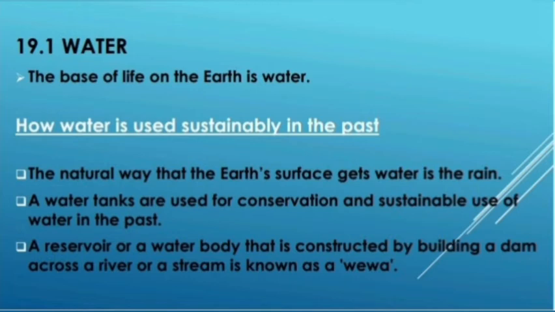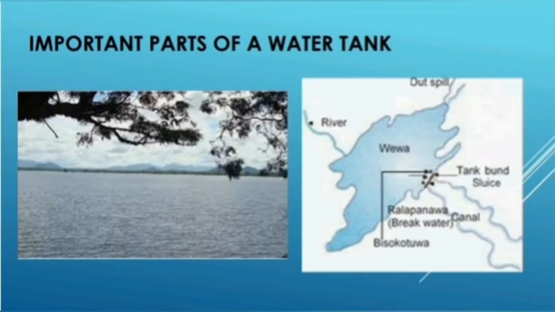How was water used sustainably in the past? The natural way that the earth's surface gets water is the rain. Water tanks were used for conservation and sustainable use of water in the past. A reservoir or a water body that is constructed by building a dam across a river or a stream is known as a weir. In this given figure, you can observe the important parts of a water tank.